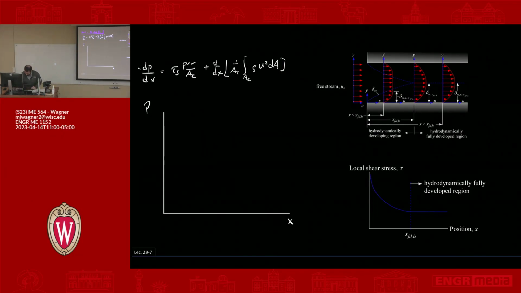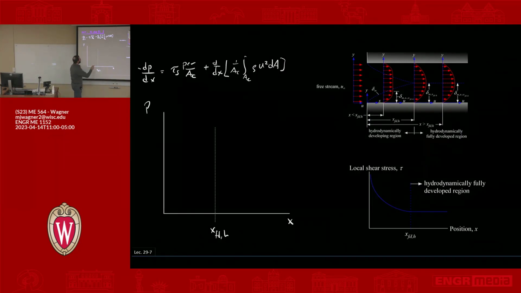So let's maybe pick a position here for the fully developed flow. So let's say this is x_fd,h at this position. Let's maybe start with the fully developed region, because that's a little easier to think about. So in the fully developed region, shear stress is constant. That's tau s is constant. So you have this term up here is constant. What happens to this term in the fully developed region?